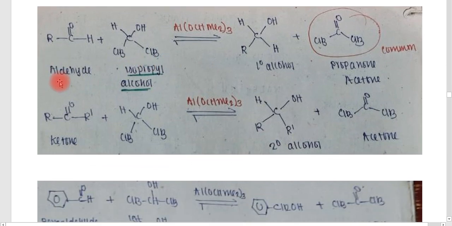Here some examples are given. This is also the general reaction. This is an aldehyde, and it takes place in the presence of isopropyl alcohol and aluminum isopropoxide, converting into a primary alcohol and acetone, which is common here. Then here it is a ketone. If it is a ketone, what will happen? It forms a secondary alcohol and you will get acetone here also.